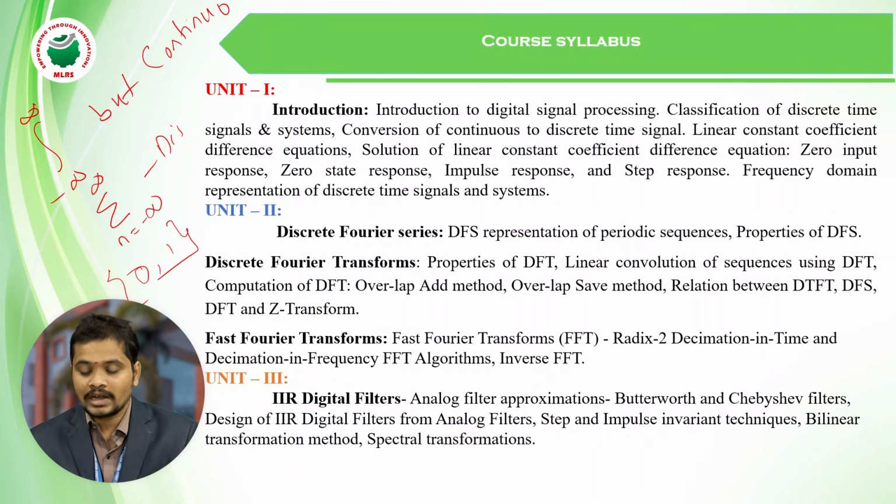And for the discrete Fourier transform, we will study the DFT and its properties, and by using the DFT, how to convolve two sequences using different methods called the overlap add method and the overlap save method. These are the two different methods for convolving any type of sequence by using the DFT. And finally, the fast Fourier transform.